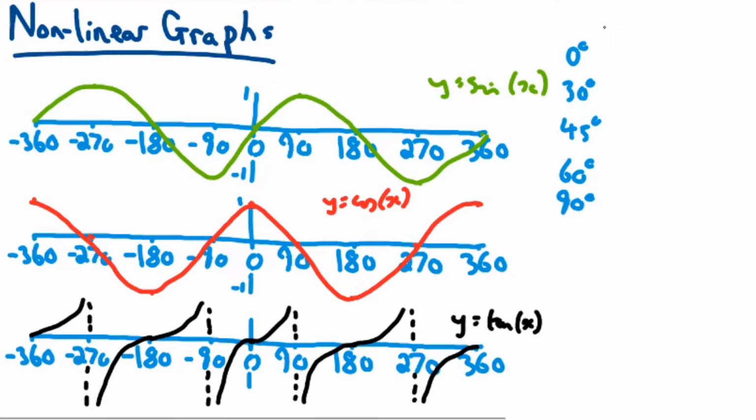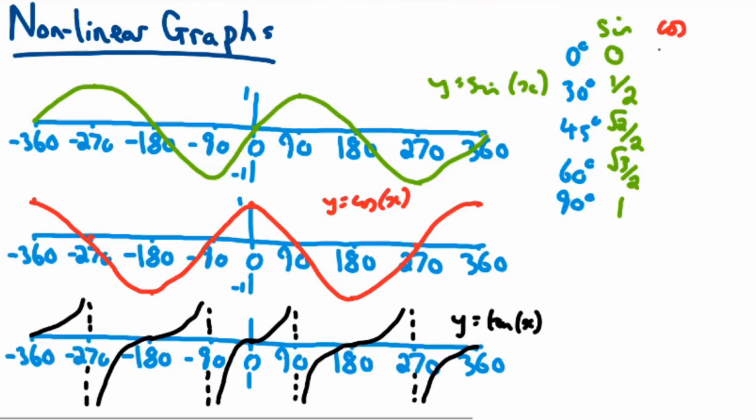Well, for sine 0, we can see here that's just 0. Then sine 30 is a half. Sine 45 is root 2 over 2. Sine 60 is root 3 over 2. And then sine 90 is 1.